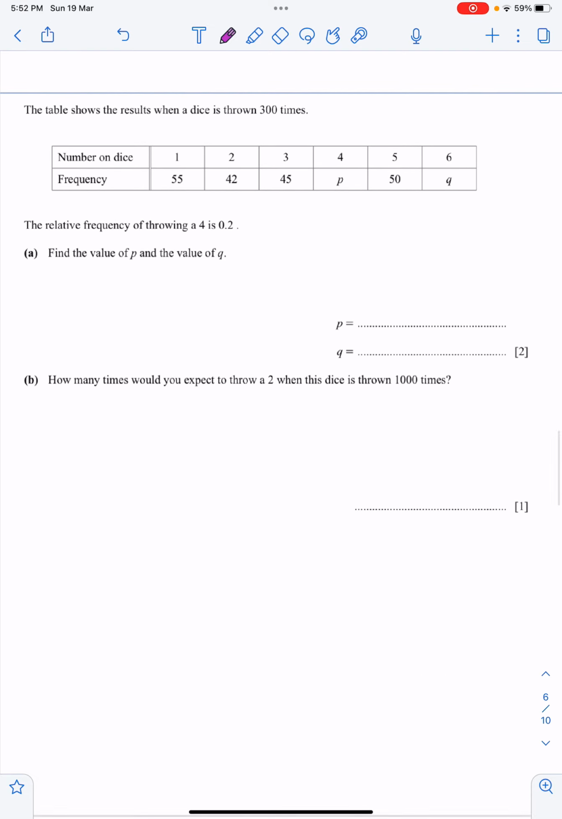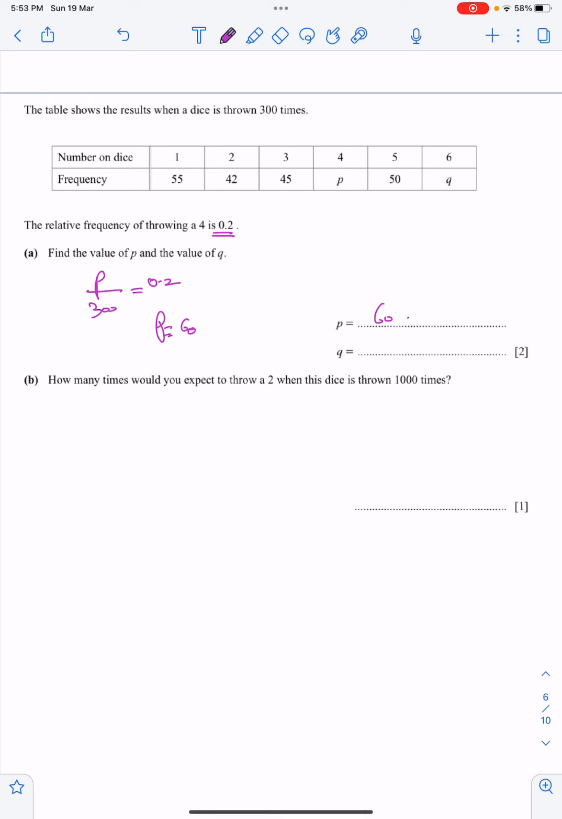The table shows the result when a dice is thrown 300 times. The relative frequency of throwing a 4 is 0.2. Find the value of p and the value of q. We know the formula to find the relative frequency is the frequency divided by the total number of times it was thrown. So p divided by 300 is the method, and the answer for relative frequency is 0.2. So we have applied the formula of relative frequency, that means individual frequency divided by the total frequency equals the answer which they have given. Cross multiply and you will get p equals 60.